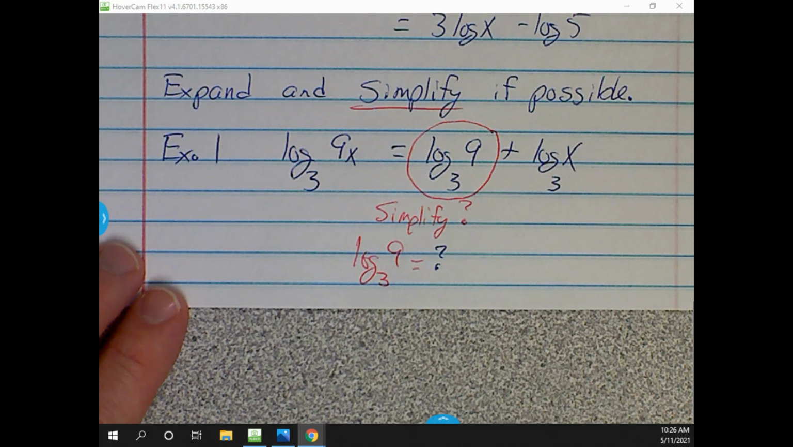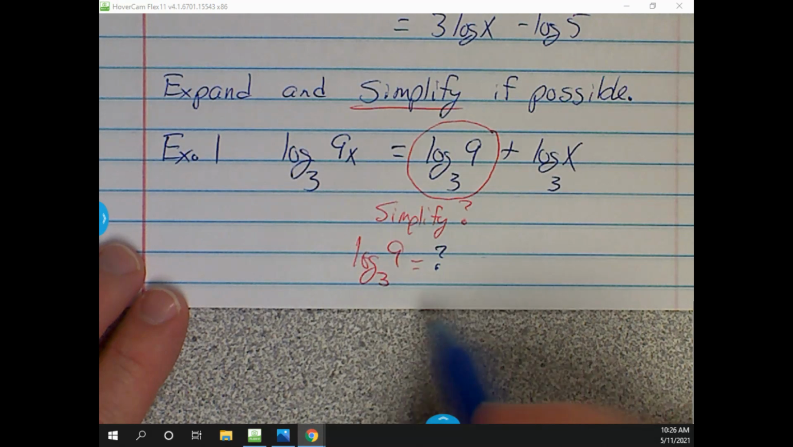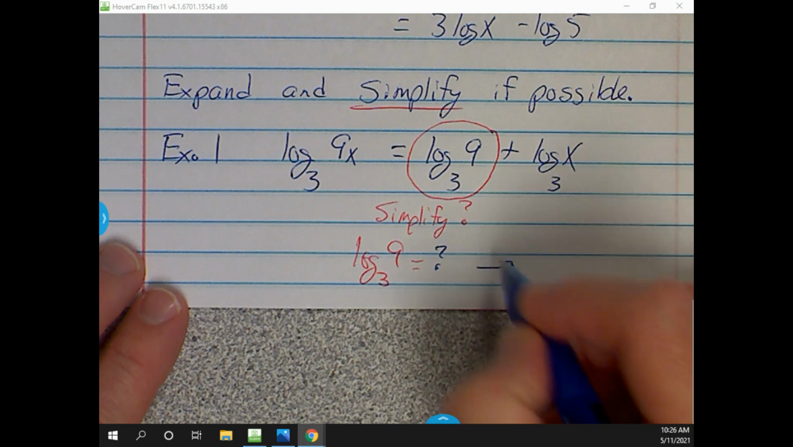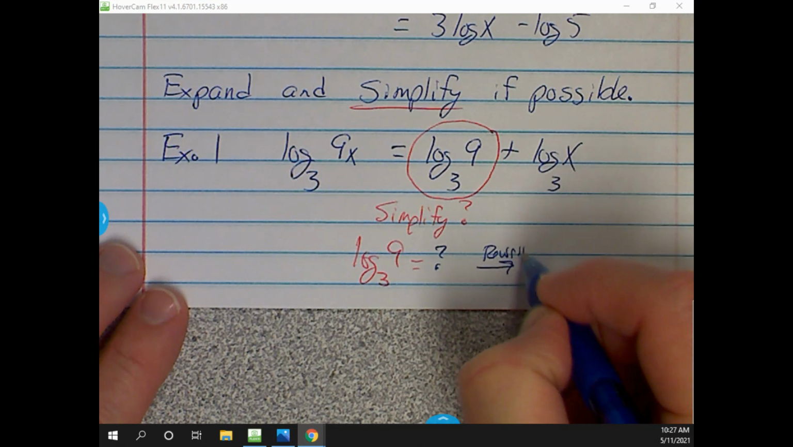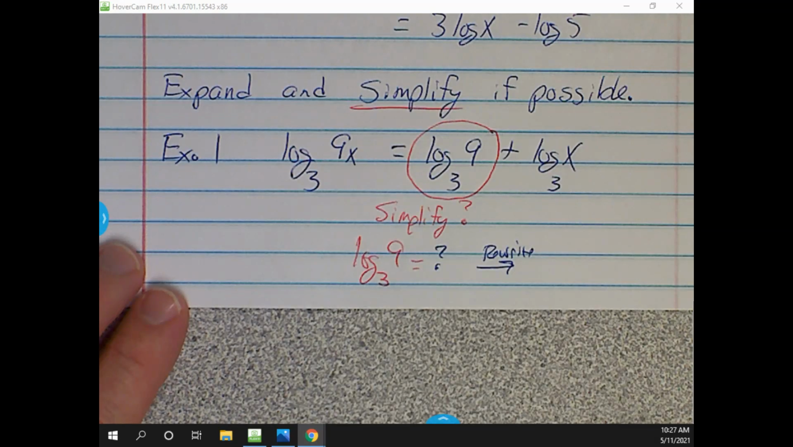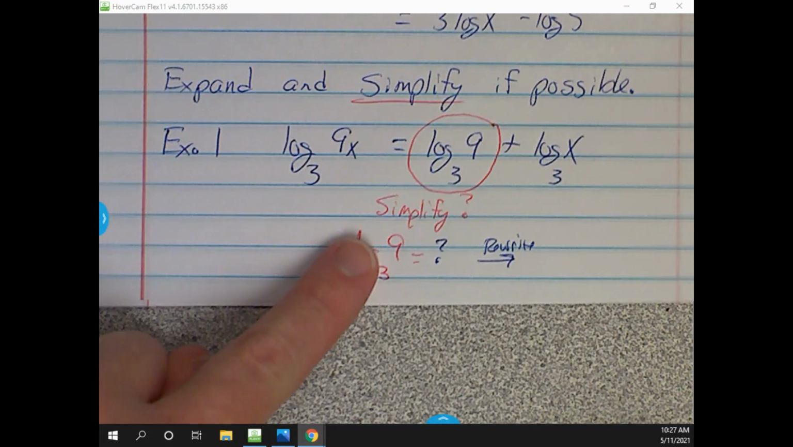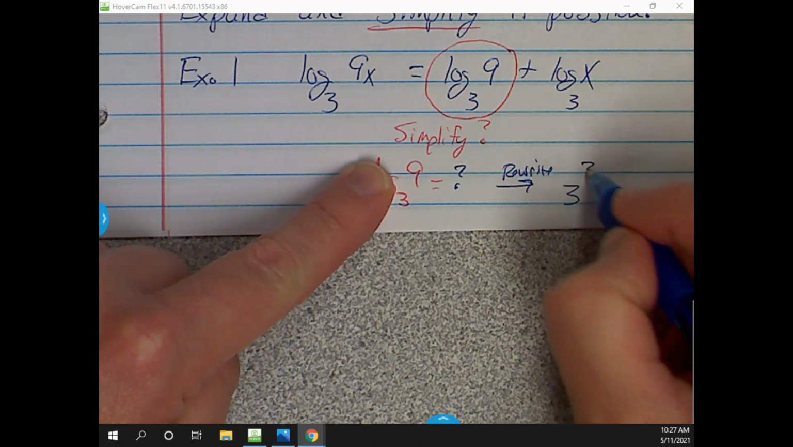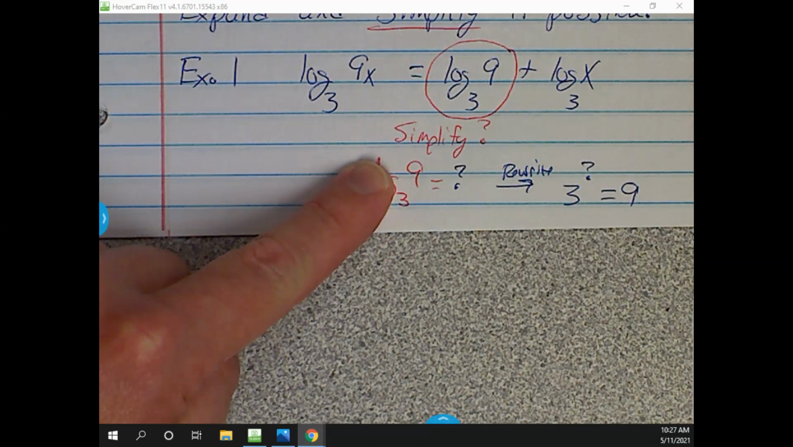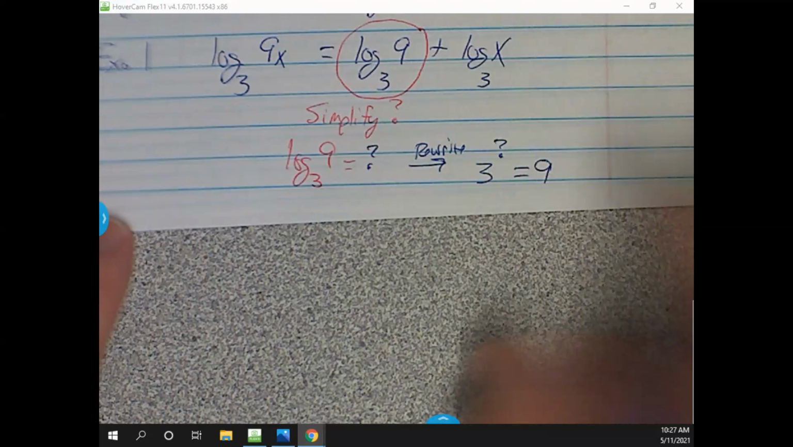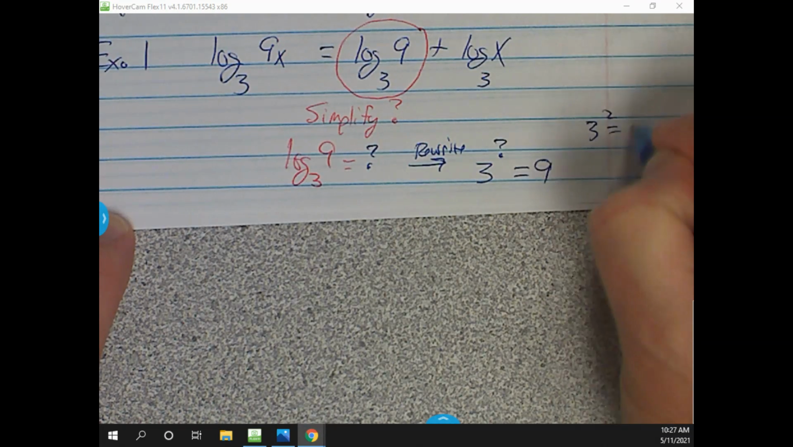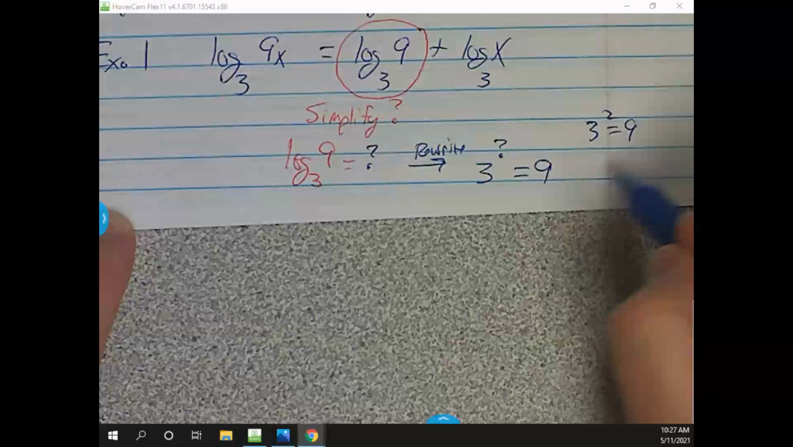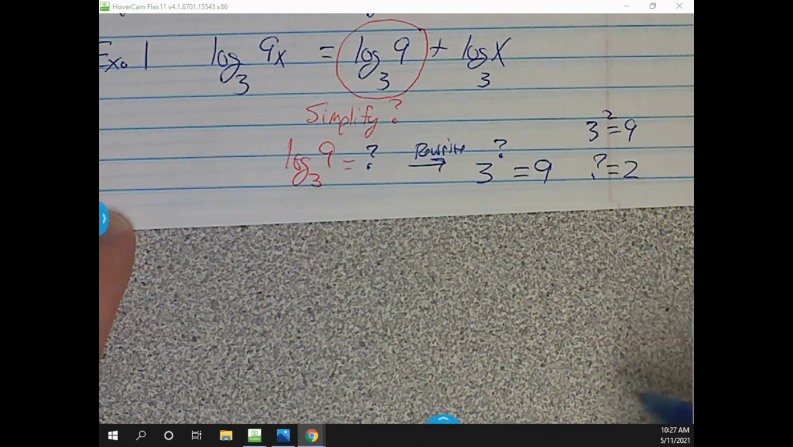And what we said yesterday was that if we have this one, we're going to rewrite it in exponential. So to rewrite it in exponential is, again, we get rid of the word log. We're going to use base 3, and we're going to switch up these two numbers. So is there 3 to some power that would equal 9? Well, that'd be 3 squared, right? So if 3 squared is equal to 9, that question mark that we're looking for equals 2.